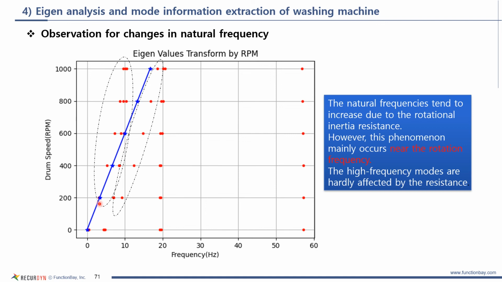If you observe the change in natural frequencies, you can see the tendency of the natural frequencies to increase due to the rotational inertial resistance, as shown in the plot. However, these changes mainly occur near the rotational frequency region, and the high frequency modes are hardly affected by the rotational speed.